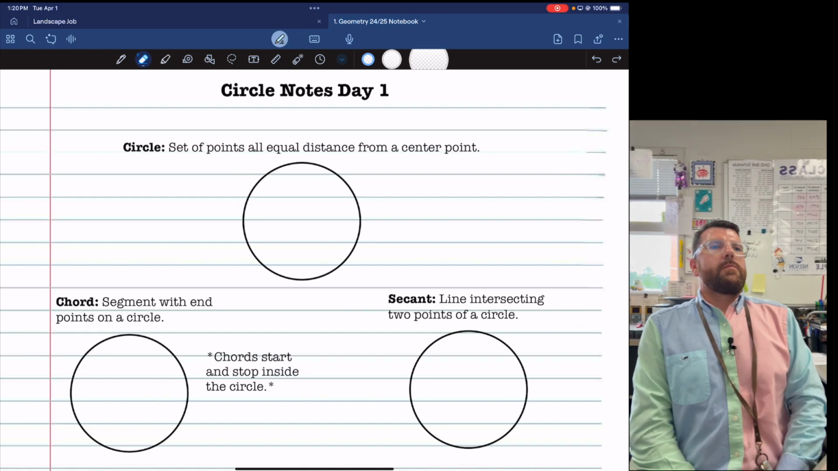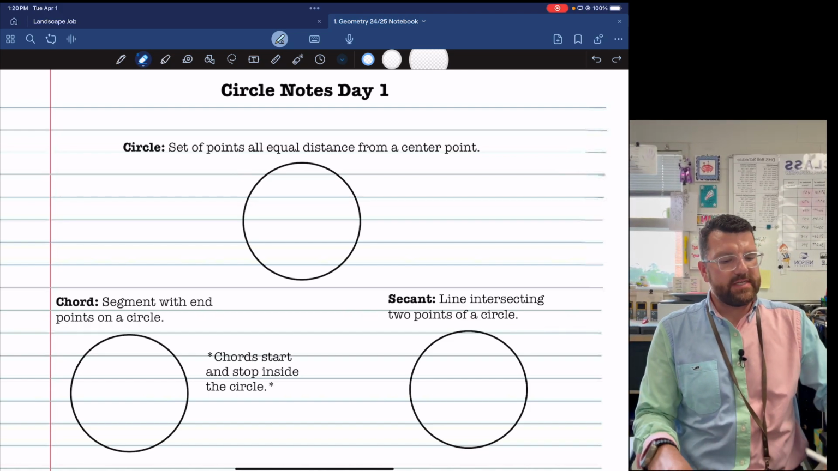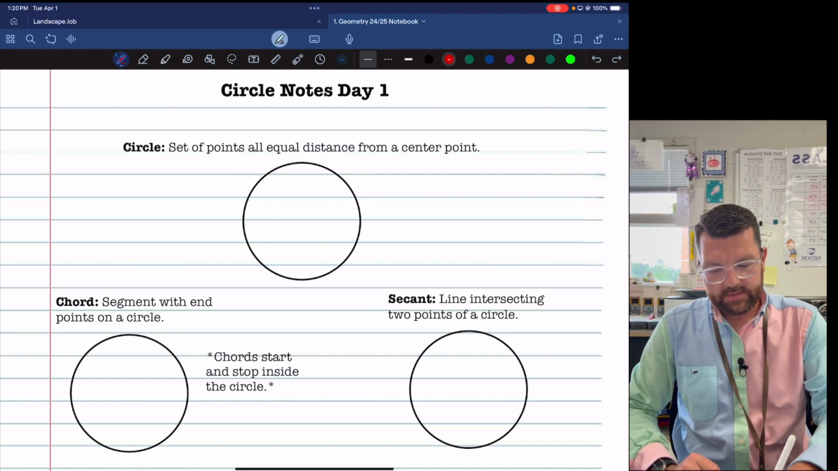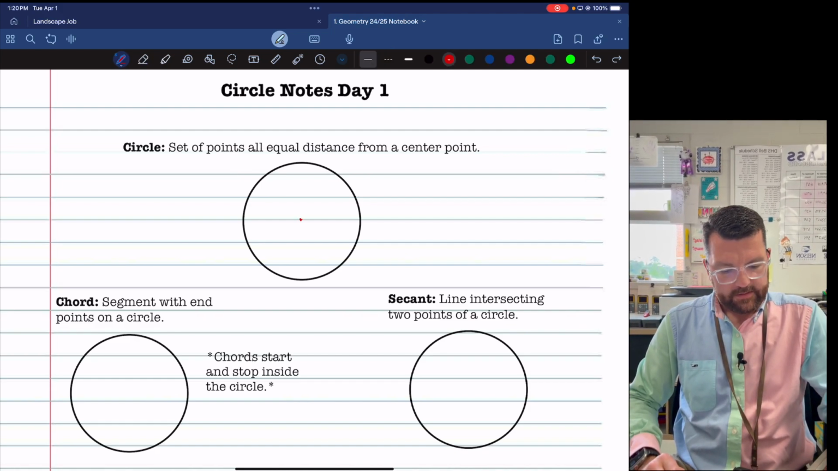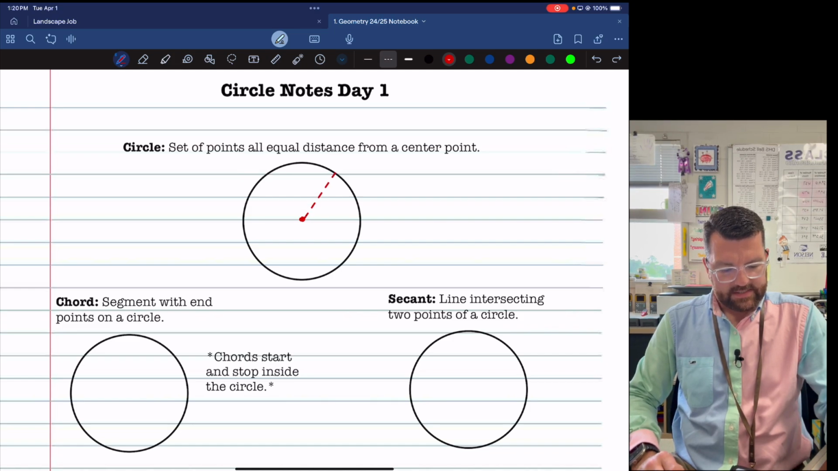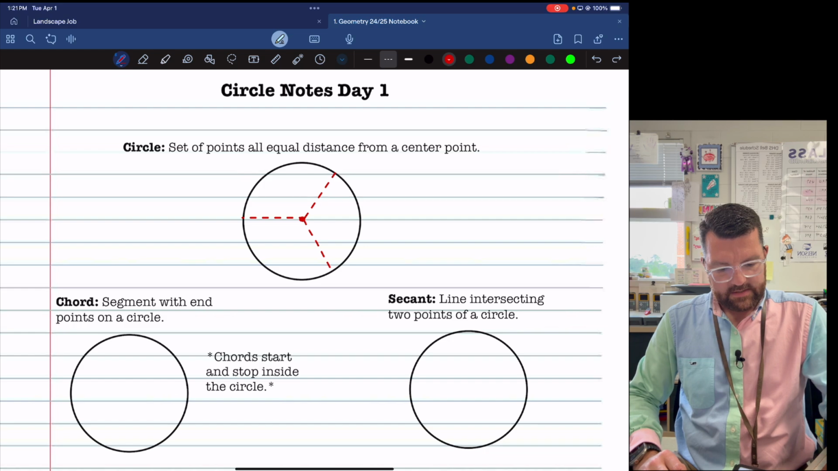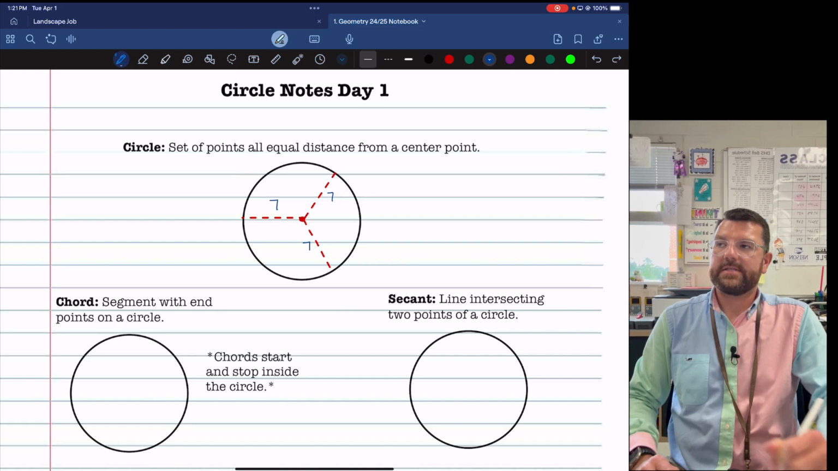A circle is a set of points all equal distance from the center point. Every circle technically has a center point. And if you were to draw a bunch of radiuses, or radii is how it would be said plural, they would all equal the same distance. For example, we could say on this one, they are all 7 units from the center.